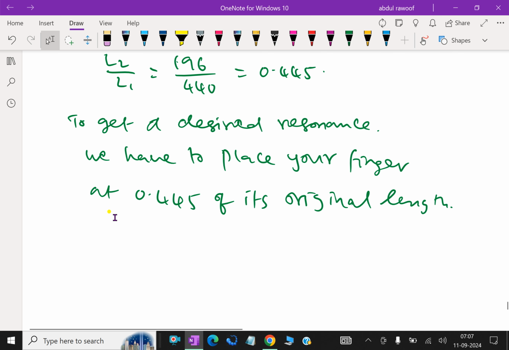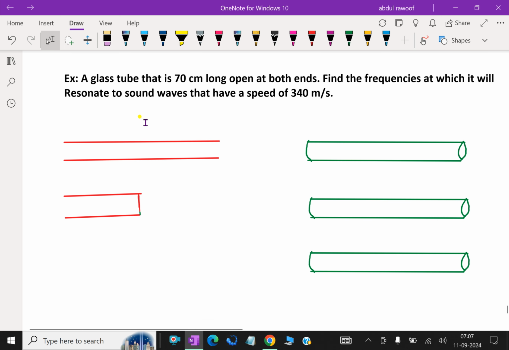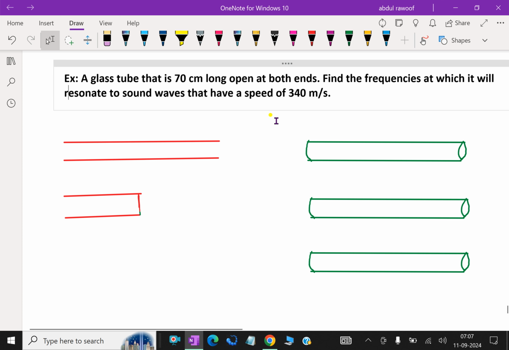Next question. A glass tube that is 70 centimeter long, open at both ends. Find the frequencies at which it will resonate to sound waves that have a speed of 340 meter per second. That is, the open tube is given with 70 centimeter long, and find the frequencies at which it will resonate to sound waves that have a speed of 340 meter per second.